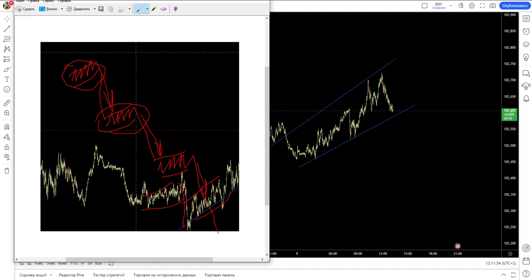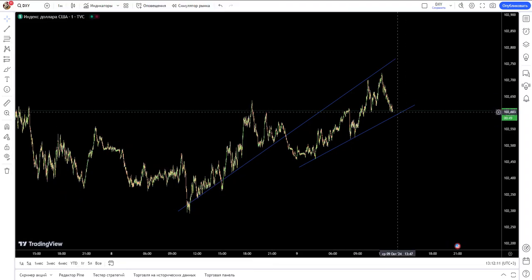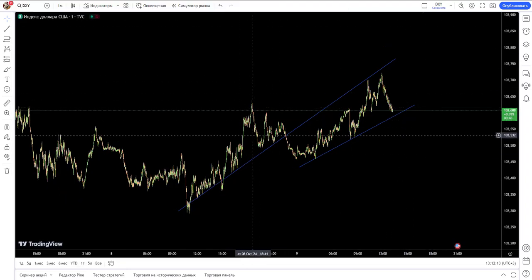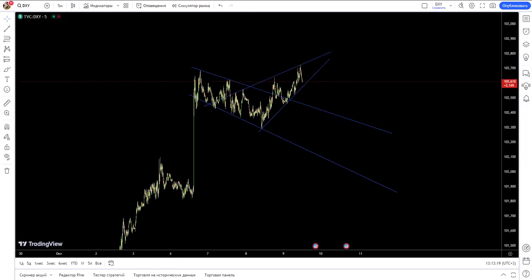Here also see this 1, 2, but this is not a channel. Like here was the channel, they break it, but this is something strange, because we rebuild the channel higher than the previous channel. So that can also be a signal that USD today will grow. This is not the correct structure.